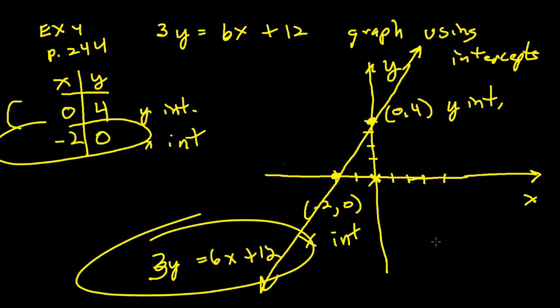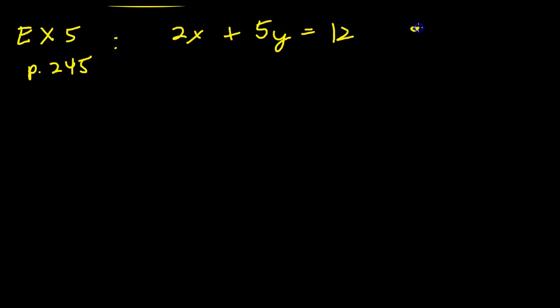Example 5 is similar, but in this situation, the author sticks us with some coordinates that are not whole numbers. And that's the first time we've seen that today. So beware. This is example 5 on page 245. 2x plus 5y equals 12. The book asks us to graph using intercepts, namely the x and y intercepts.